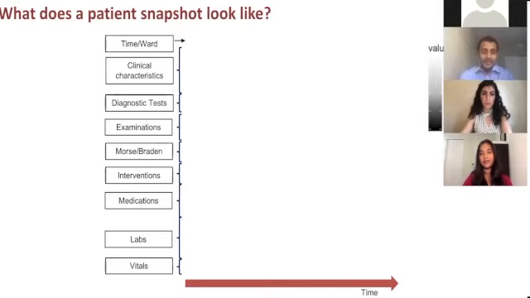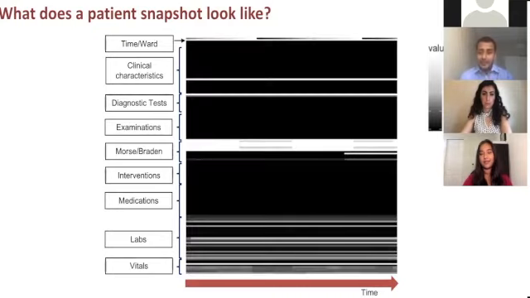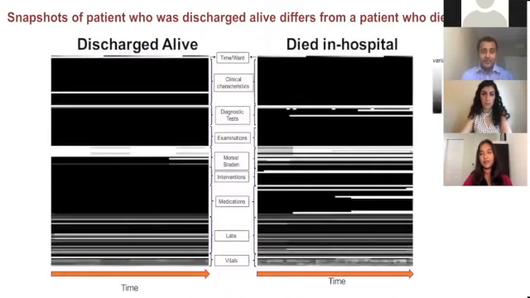So if you take each of these variables and normalize them to a 0 to 1 scale, where 0 is black, being the minimum, and 1 is white, which is the maximum, then you end up looking like a picture like this. And if you take what we call a snapshot of somebody who died in the hospital versus somebody who actually survived and got discharged, you notice a couple of things. So on the left is somebody who got discharged alive from the hospital. And on the right is somebody who died in the hospital.